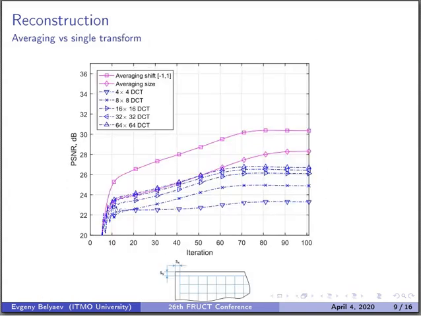This slide shows a comparison between different recovery approaches. On the x-axis you can see the number of iterations, and on the y-axis you can see peak signal-to-noise ratio, which is the most popular image quality metric.